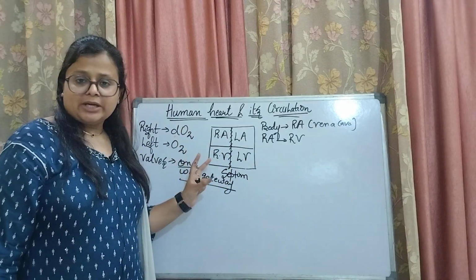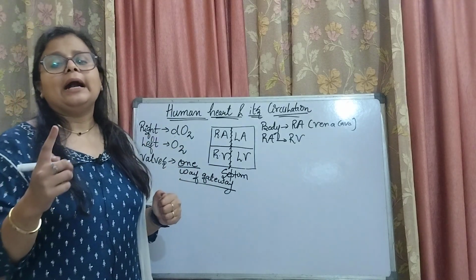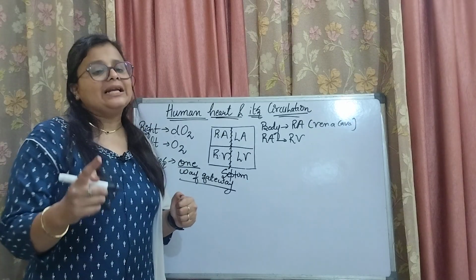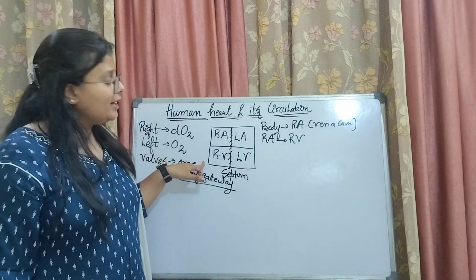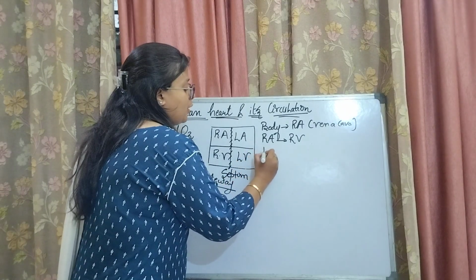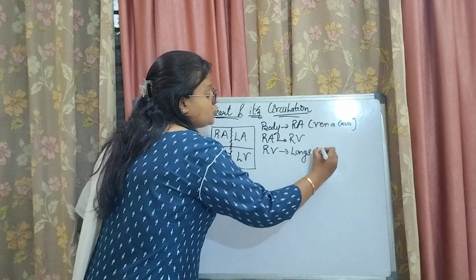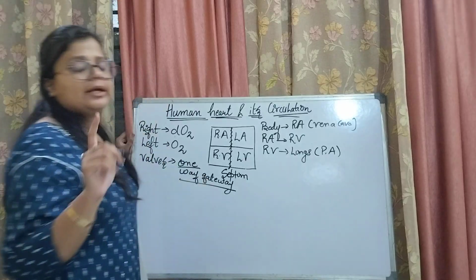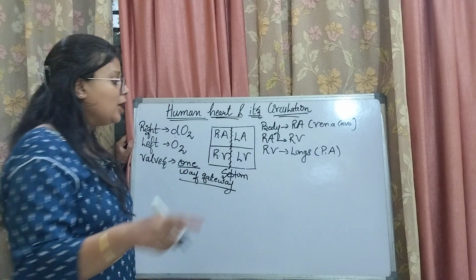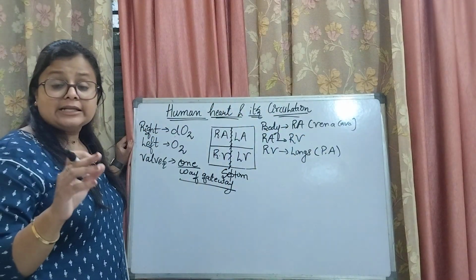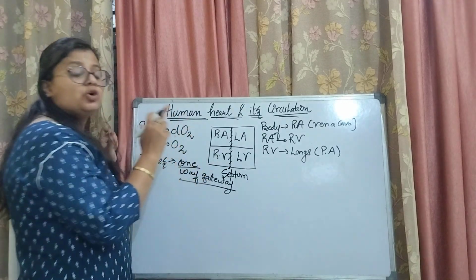Okay, so I think the two steps are clear. Now what happens when the right auricle gets filled up with the blood? There is one artery that is known as the pulmonary artery. What does the pulmonary artery do? The pulmonary artery will carry this deoxygenated blood from the right ventricle to our lungs. Pulmonary artery is basically an exception because all other arteries carry oxygenated blood. Only the pulmonary artery carries which blood? Deoxygenated blood, from the right ventricle to the lungs.